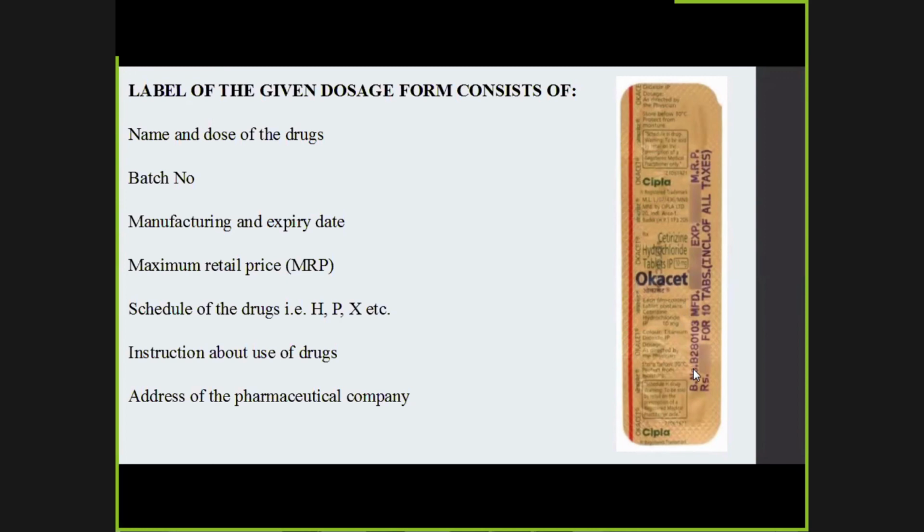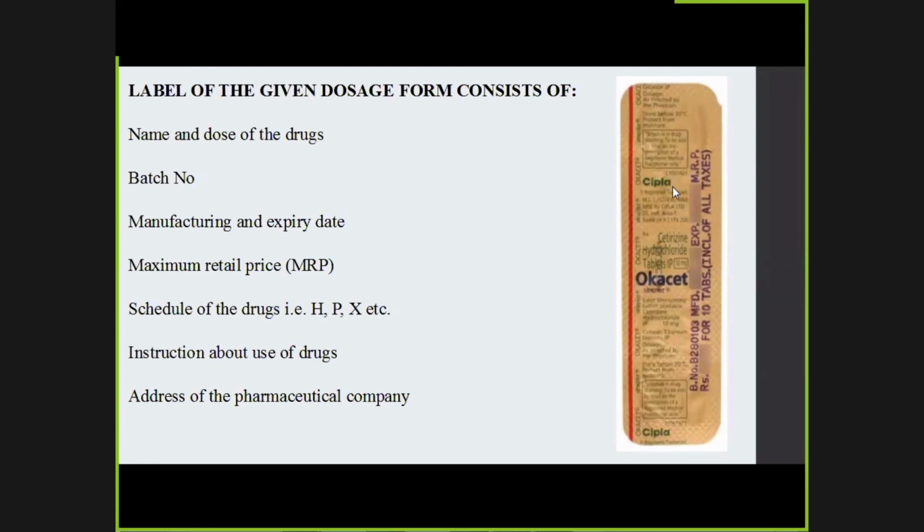Batch number, as you can see here, it is mentioned in the strip, B280103. This is the batch number. Manufacturing and expiry date, MRP is mentioned. Schedule of the drugs you can see here in the box. It's a Schedule H drug. There's a warning which is written that it should be given by registered medical practitioner only. These schedules have their own meanings.